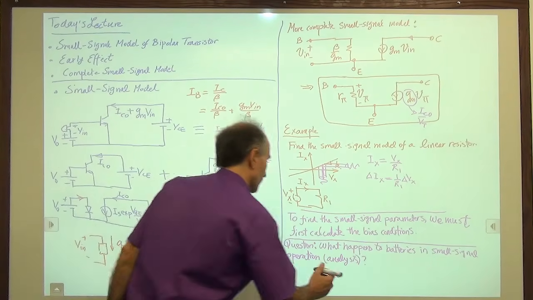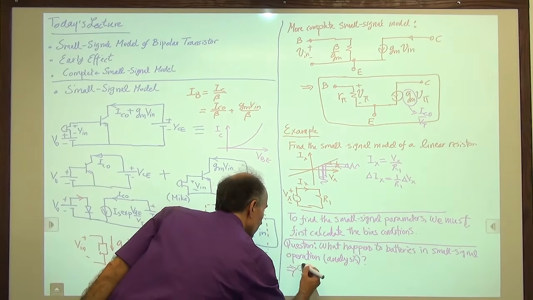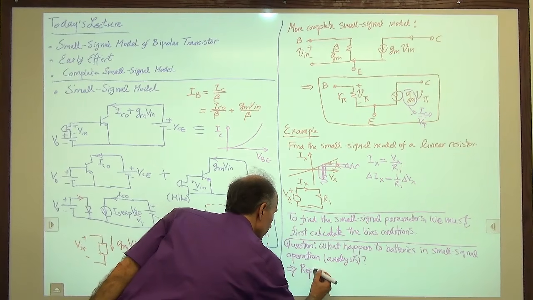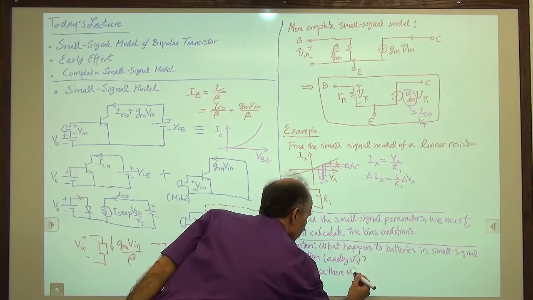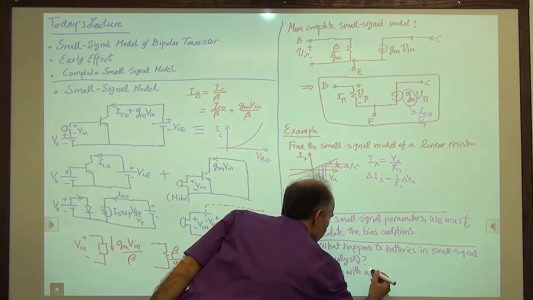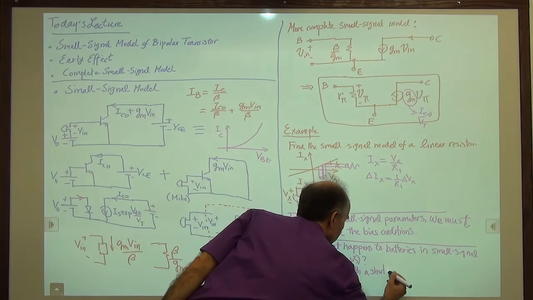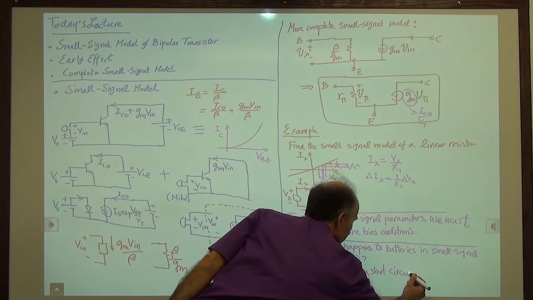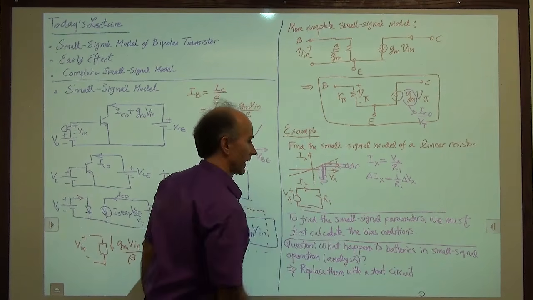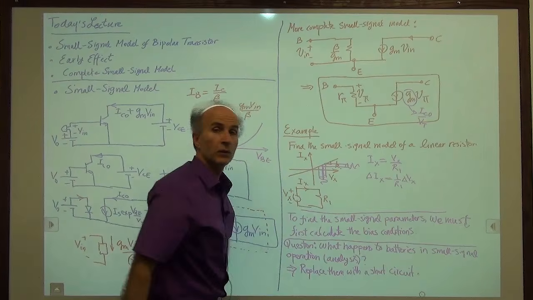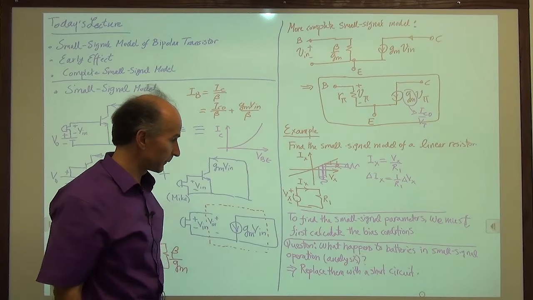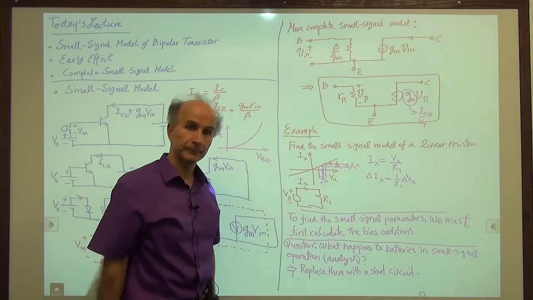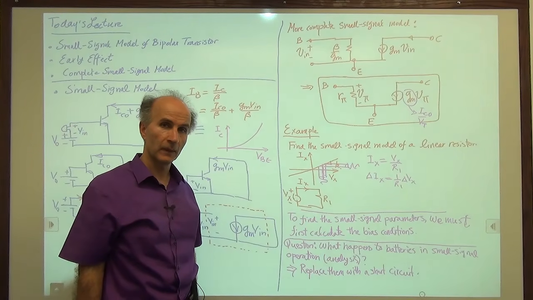So the answer to the question is, replace them with a short circuit, because a 0 voltage source is equivalent to a short circuit. This is important to remember. All right.